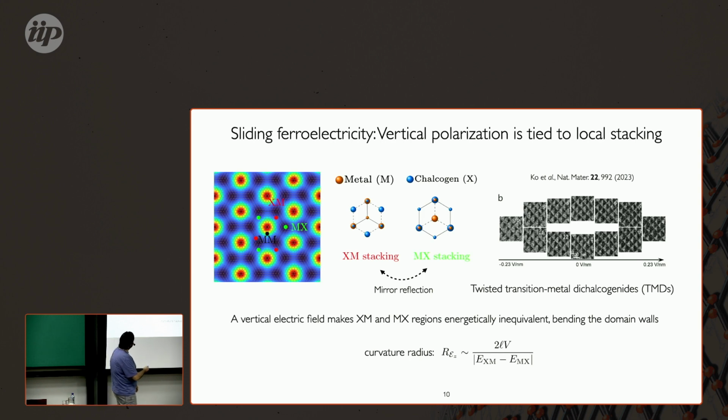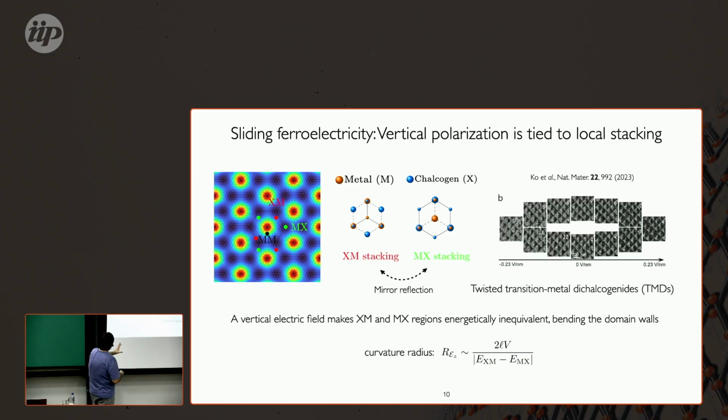And this is what you can see here in this STEM image, in which the gray and black areas are the two different stacking configurations, and sometimes you can have a kind of hysteretic response. This is what is called sliding ferroelectricity. So there are papers by Pablo Jarillo-Herrero and Moshe Ben Shalom on this stuff.